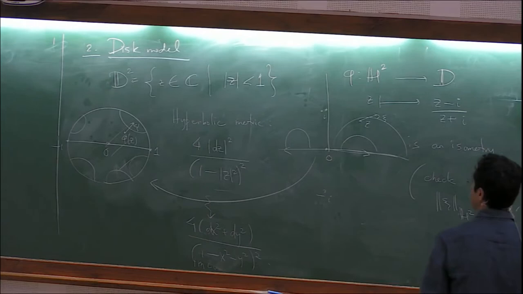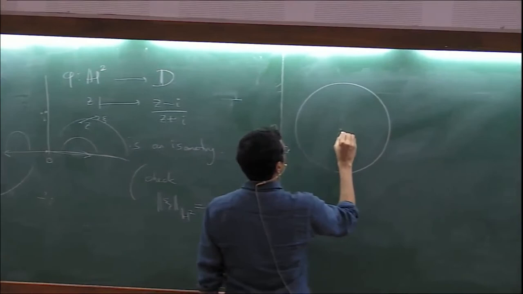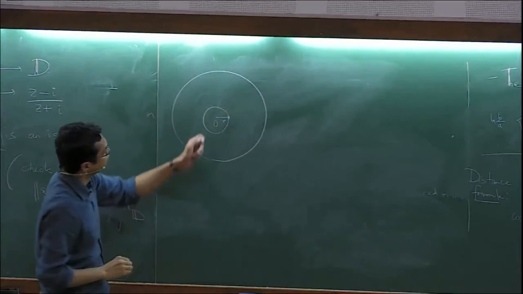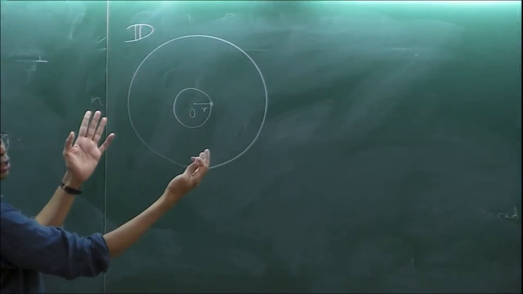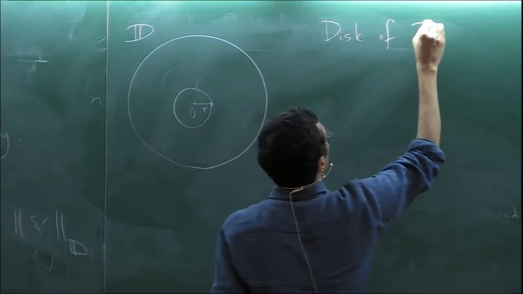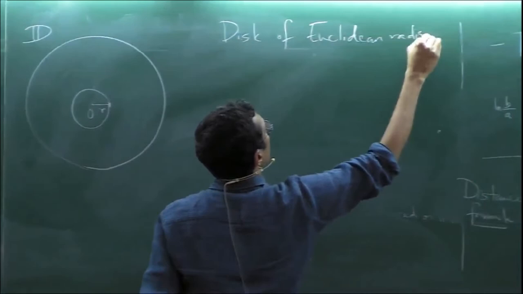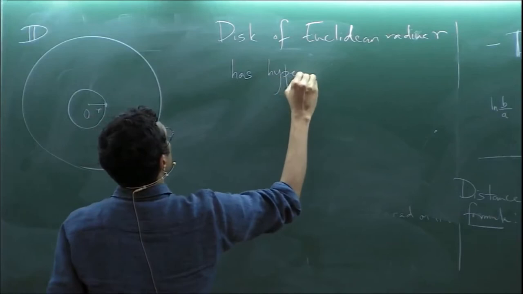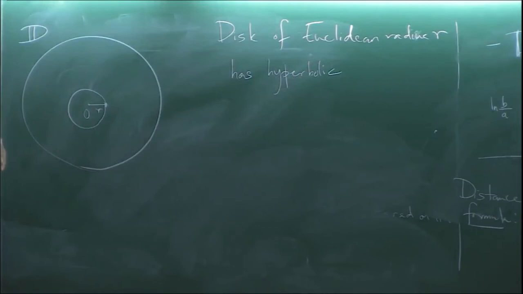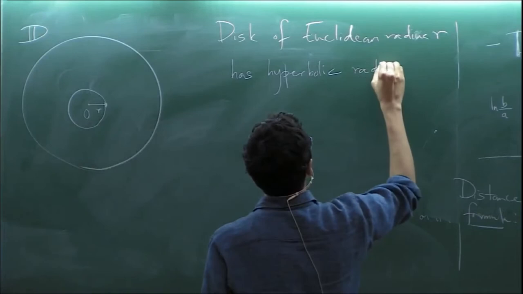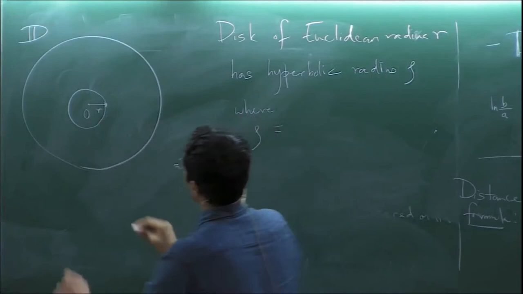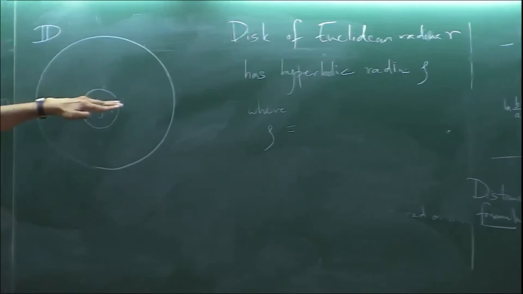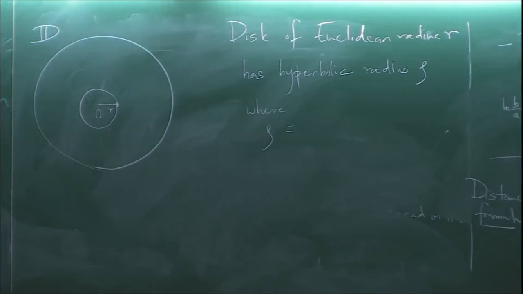So let me draw this disk again. If you take a disk of Euclidean radius R, after all, this is a disk in the complex plane, so you can look at the Euclidean metric. A disk of Euclidean radius R has some hyperbolic radius. Since it's rotationally symmetric, this disk is also a hyperbolic disk. So it's some disk in the hyperbolic metric, with hyperbolic radius rho. Now you have to calculate: if you go R here, what's this hyperbolic distance? That you can easily do, well, you have to integrate something.